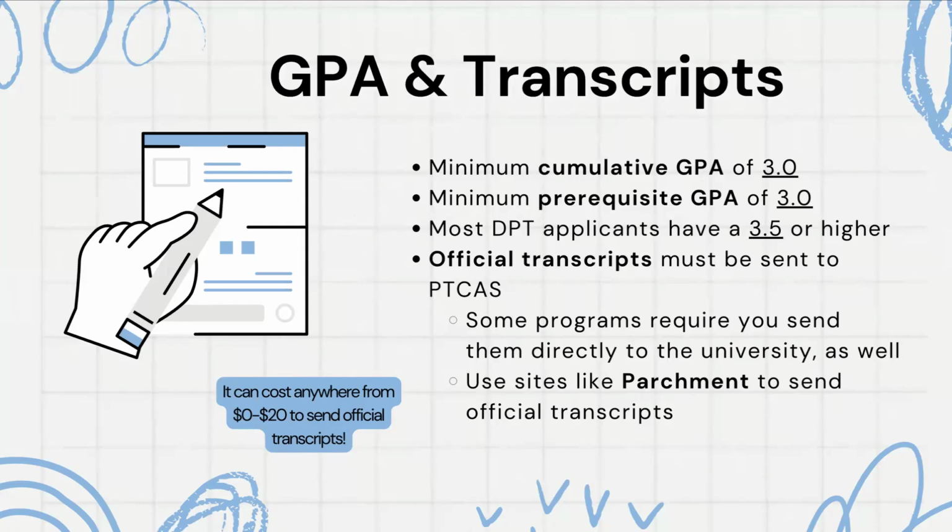I will say just a little asterisk, some programs might let you slide if you have just under a 3.0, but all of the rest of your pieces of the application are going to have to shine, if that makes sense. So I know some schools give you an option to answer the question of if your GPA is reflective of what you actually are as a student. And they give you an option to write an extra essay to explain, like maybe if you had a situation happen in college that dropped your GPA. But try to shoot for at least that 3.0. And then most DPT applicants have at least a 3.5 or higher. It's very competitive to get into PT school. So the higher your GPA is, the better off you'll be.